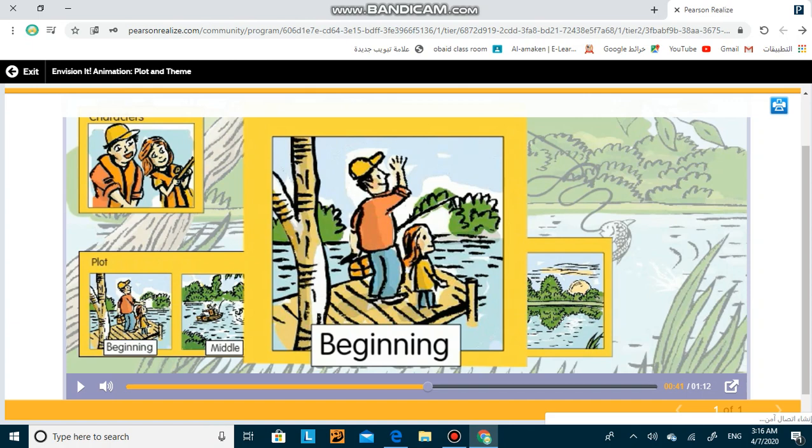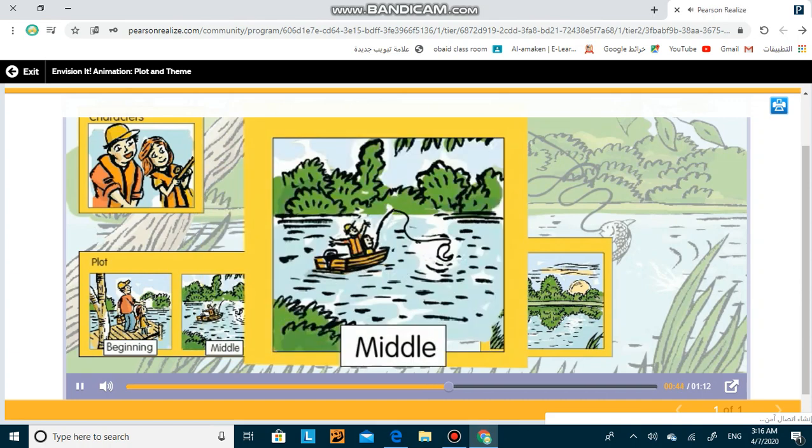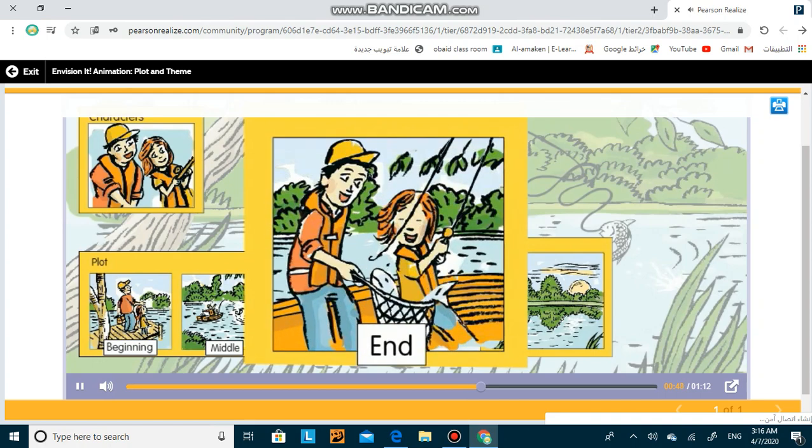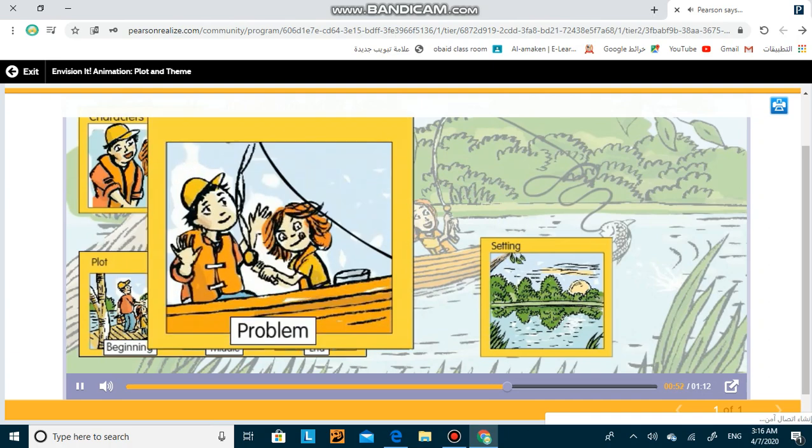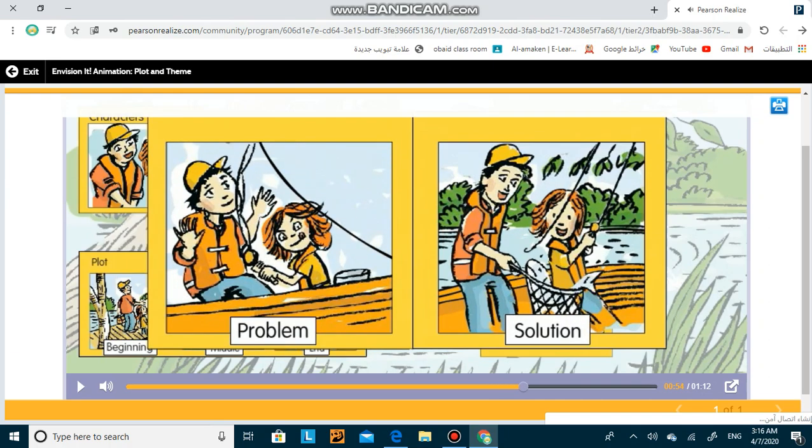The characters waited to fish. In the middle of the story, they caught a fish from their boat. At the end, they put the fish in a net. So this is the plot. The plot has a beginning, middle, and end. Most stories have a problem and a solution to that problem.